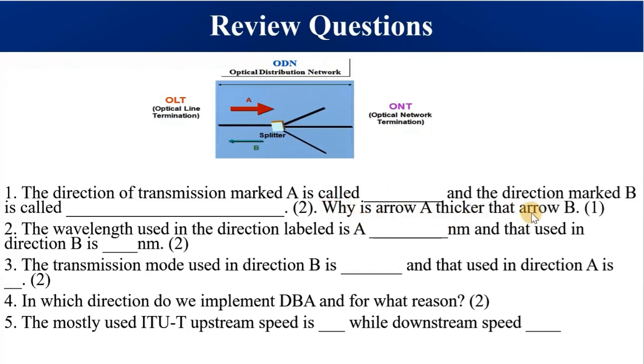I think I responded to this question during the lecture that normally this one is thicker than this, and there's a reason why arrow mark A is thicker than arrow mark B. Please take note that you must know the wavelength in the direction level A and the wavelength in the direction level B, and this is all covered in the last two slides. Then we are to cover this, so leave this question until we have attempted the presentation on dynamic bandwidth assignment. And normally it is implemented in the upstream direction, and there is a reason for that.